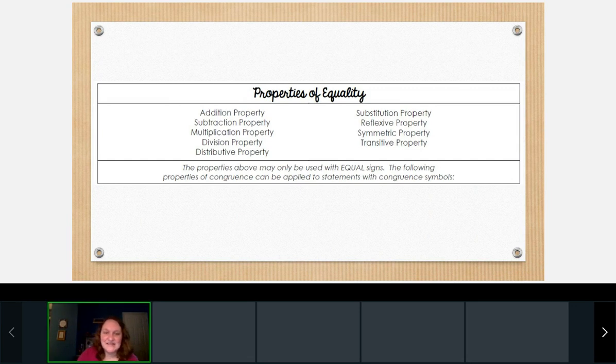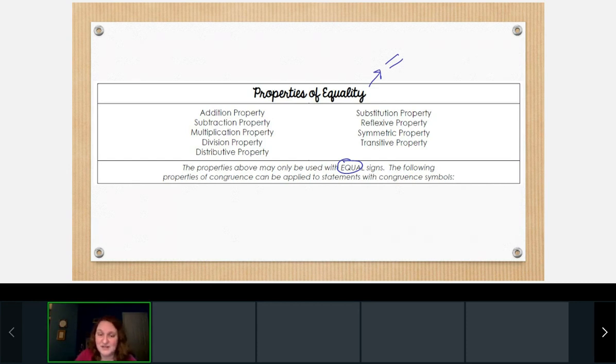All right, so here's a list of all the properties of equality that we've learned so far today. And you probably already knew them before we even started. The addition property, the subtraction property, the multiplication property, the division property, and the distributive property. We've learned all of those. Substitution, reflexive, symmetric, transitive, we learned those. And anytime that you say that it's a property of equality, that is telling me that you are looking at an equal sign. Property of equality is for equal signs.